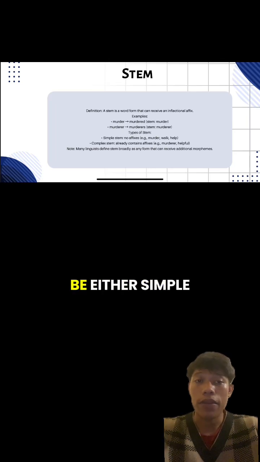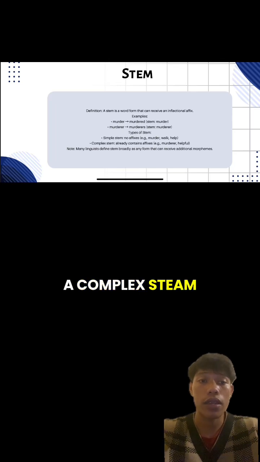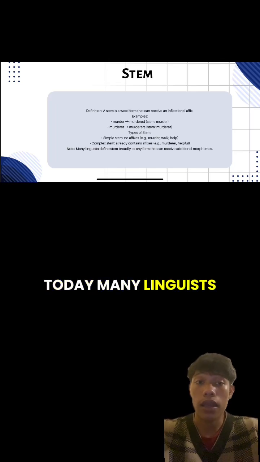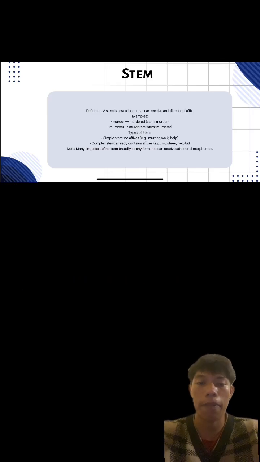A stem can be either simple or complex. A simple stem has no affixes. A complex stem already contains one or more affixes. Today, many linguists use the word stem more broadly to mean any form that can receive another morpheme.